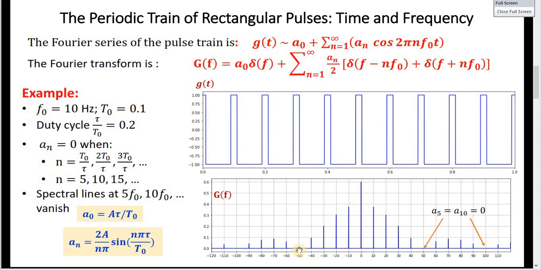What about 50 and minus 50? We observe that these terms vanish by virtue of this property here, that T0 over tau equal 5, and also at 100 and minus 100, these spectral lines vanish, again, because this ratio 2T0 over tau equal to 10. So we observe that there are certain frequencies at which the spectral lines have zero value. These are some of the properties of this rectangular function. This rectangular function will be found useful when we consider natural sampling on the next slide.